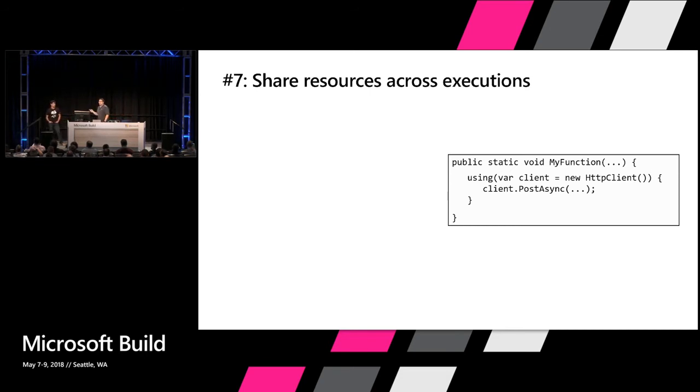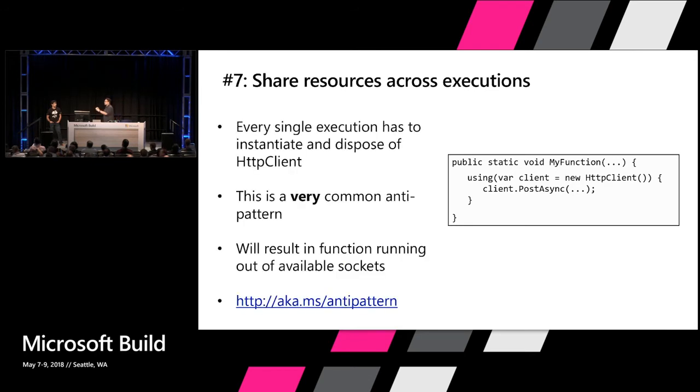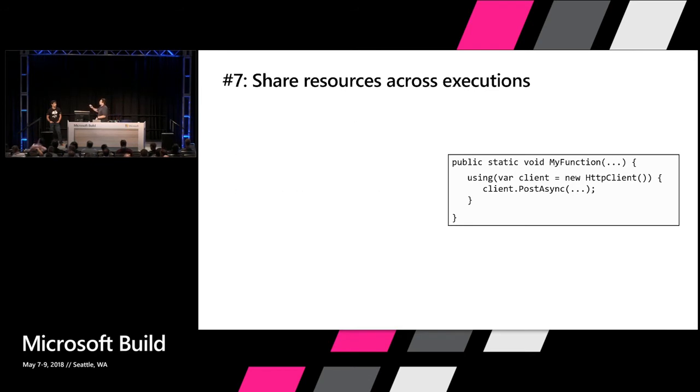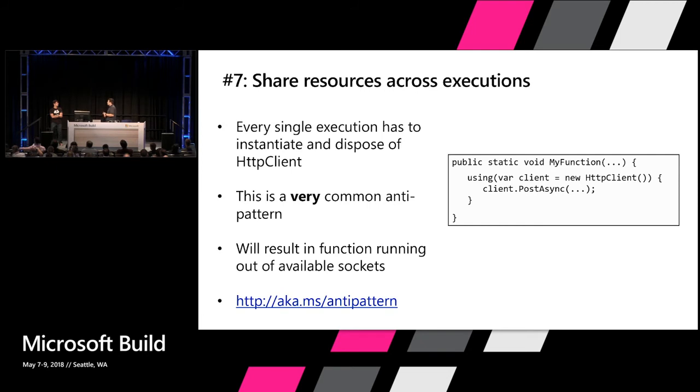In fact, if you go into my personal GitHub account and look at one of my repositories from about 6 months ago, you will see that I wrote this exact line of code in one of my Azure functions. This is a very common mistake to make because it feels so right. You're like, look, I'm putting things in a using block. I'm going to dispose of my resources. I'm being so responsible. But it will actually ruin things.